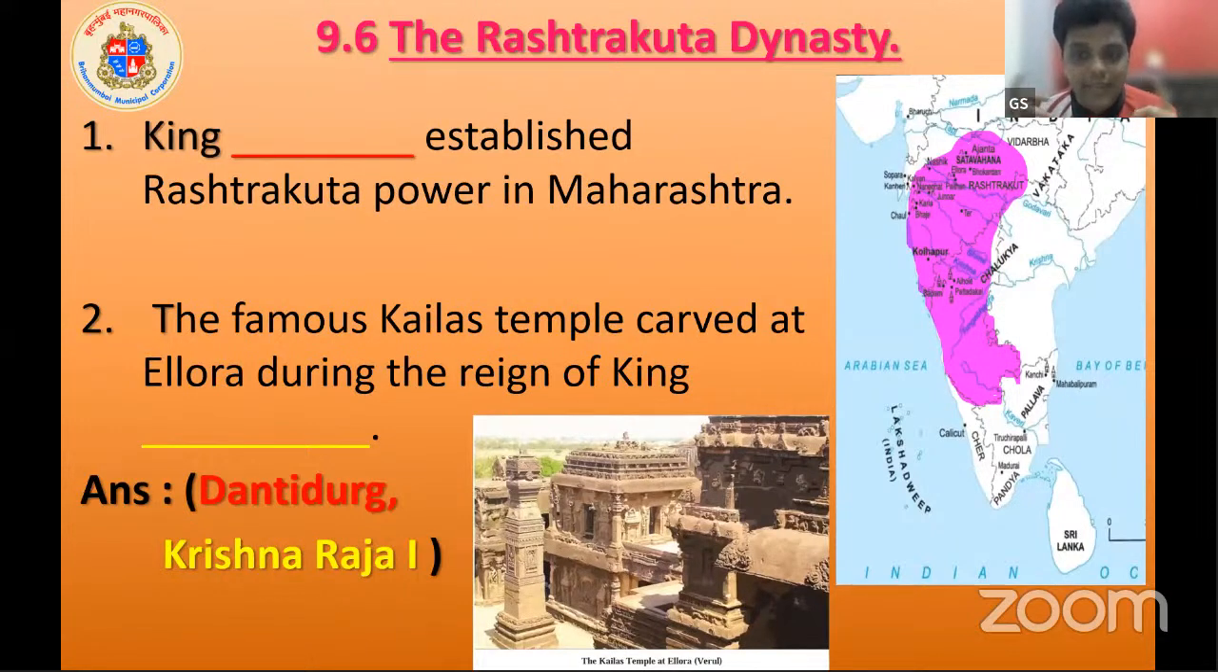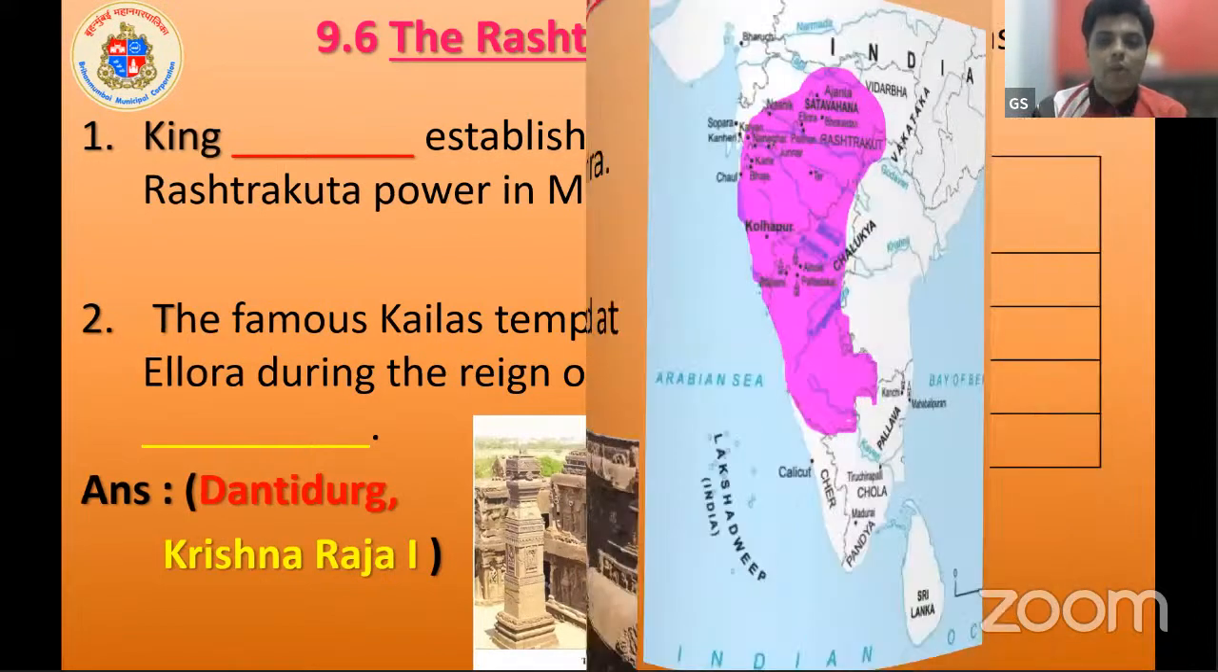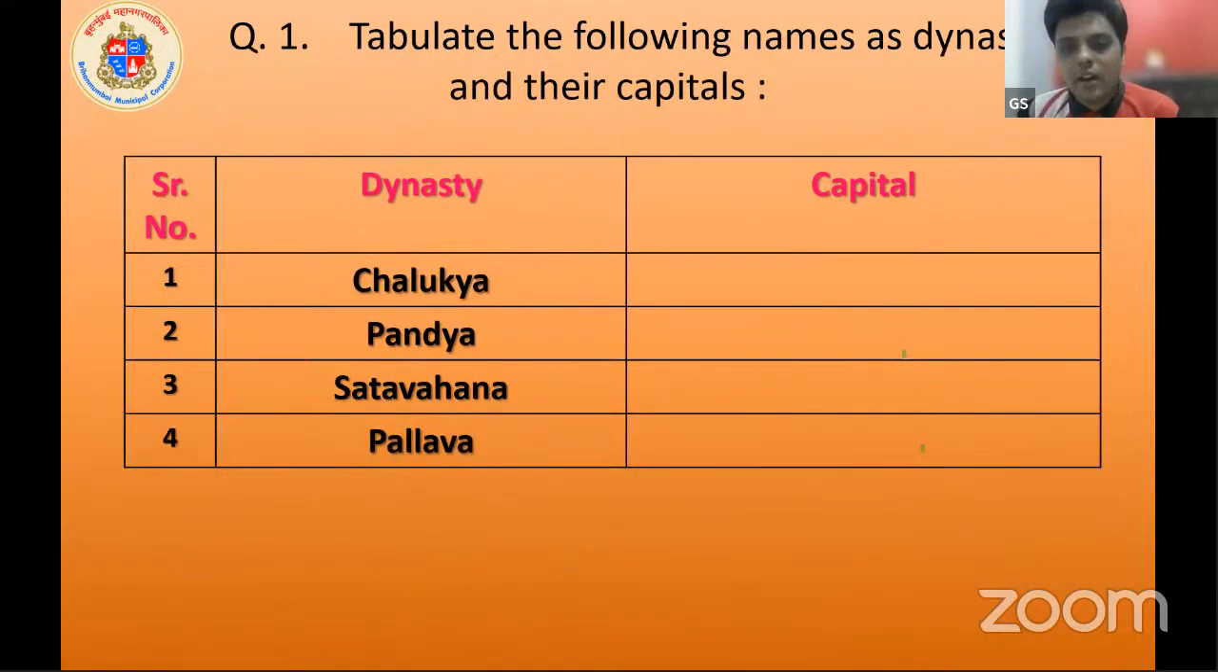Our brain is like you, you don't want to do any difficult work. Our brain is also that much lazy. It also doesn't want to do any more work. But if you yourself try to read each and every chapter properly, your brain will not make this mistake. Your brain will remember the things which you have read. Okay. Now, this is the question from your textbook, that tabulate the following names of the dynasties and their capitals.